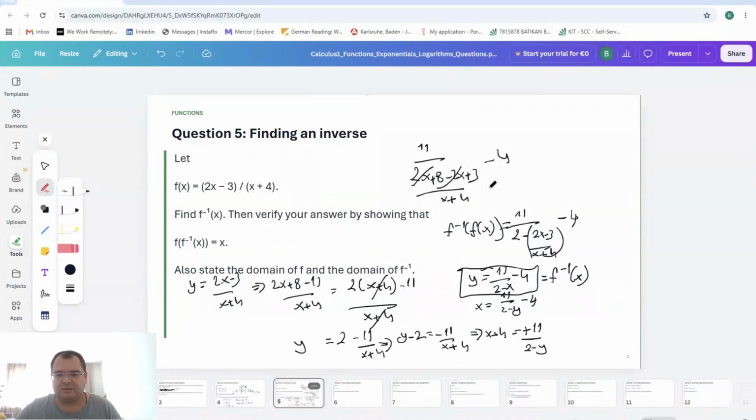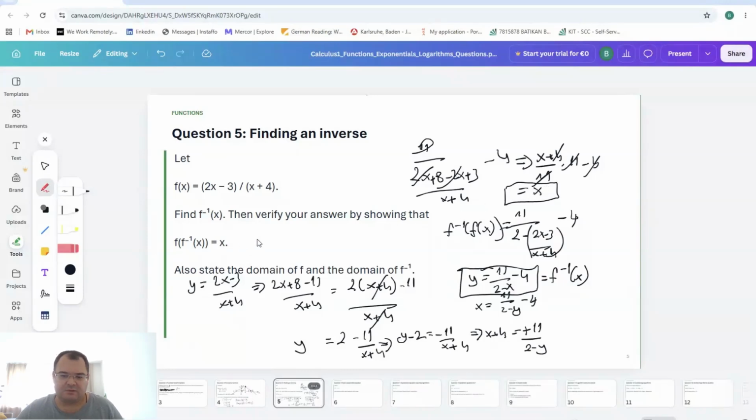So these are canceling each other. So we have 11 over x plus 4 in the denominator. You can convert it and you will end up with x plus 4 divided by 11. So x plus 4, divided by 11, you have 11 here, times 11 minus 4. So these are also cancelled, and 4 minus 4 is 0, and you will end up with x, which proves that when the function is composed with its inverse, you will end up with x.